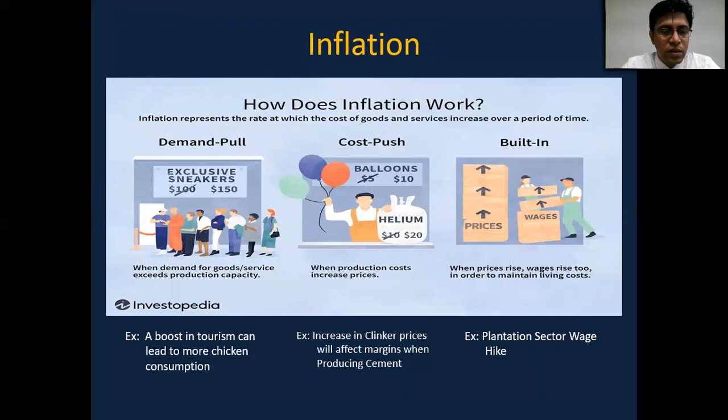Inflation. Inflation is of three types. First one is the demand pull inflation. Demand pull inflation occurs when the overall demand for goods and services in an economy increases more rapidly than the economy's production capacity. For an example, a boost in the tourism sector could lead to more chicken consumption, making the price of 1 kilo of chicken go up.